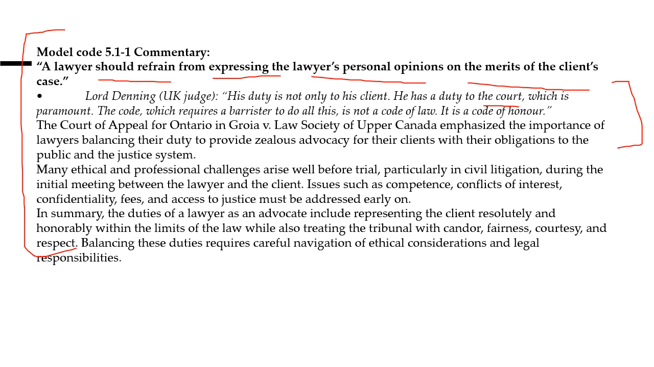So a lawyer should have a talent of balancing the ethical and professional challenges that could arise before trial, during civil litigation, during the initial meeting between lawyer and client, at every step. So a lawyer should be well versed as an advocate.